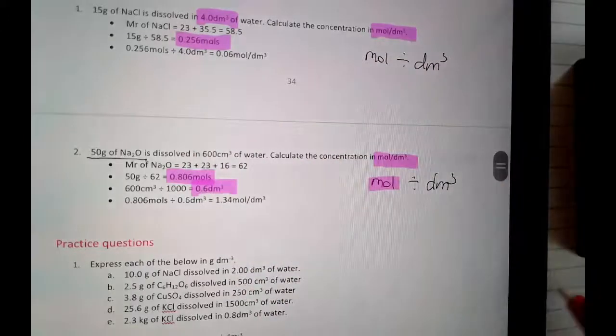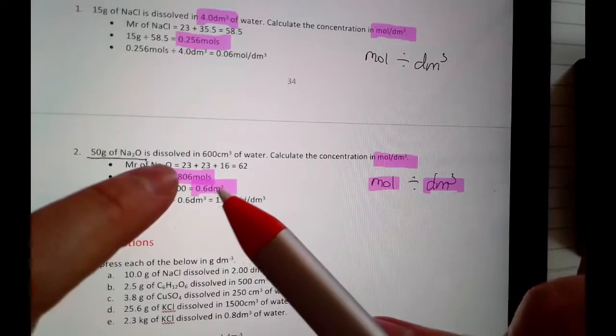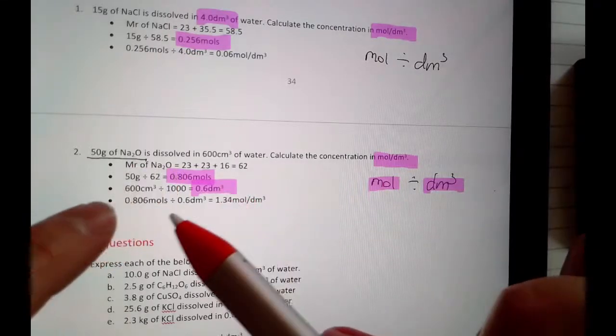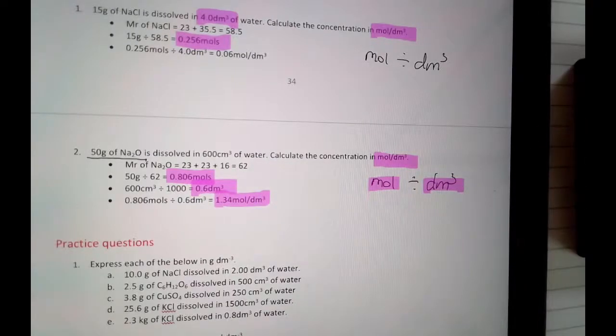Now I've got something in moles, and I've got something in decimeters cubed. I knew I needed something in moles and decimeters cubed, and I'm just going to divide to then calculate my concentration.